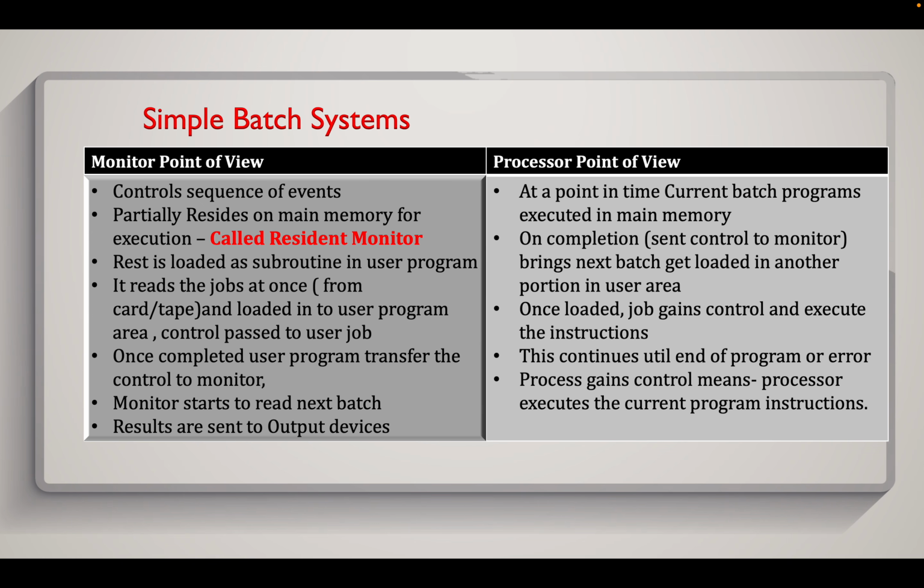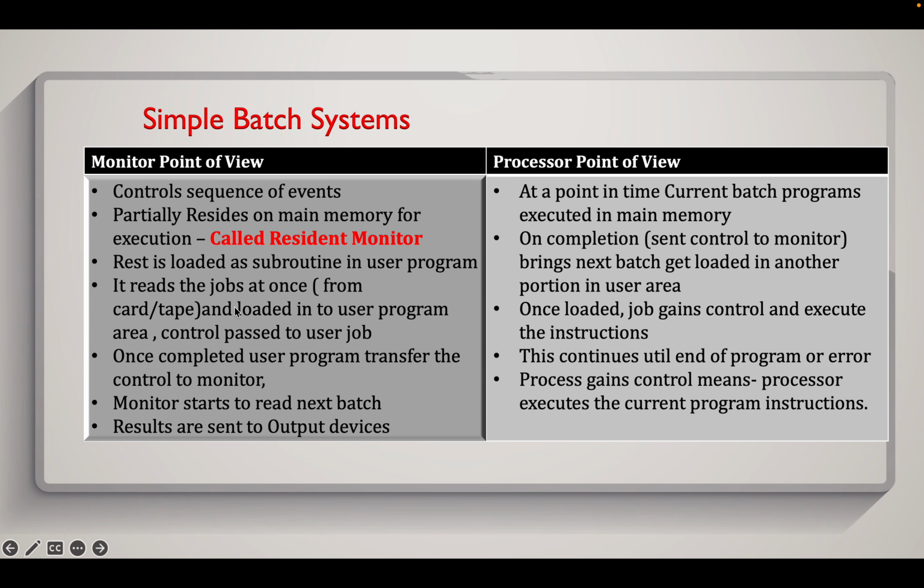The control sequence of events partially resides in memory. Usually we call it resident memory. Whereas in the processor point of view, the current batch programs are executed in main memory. On completion, the next batch gets loaded into the user area portion.